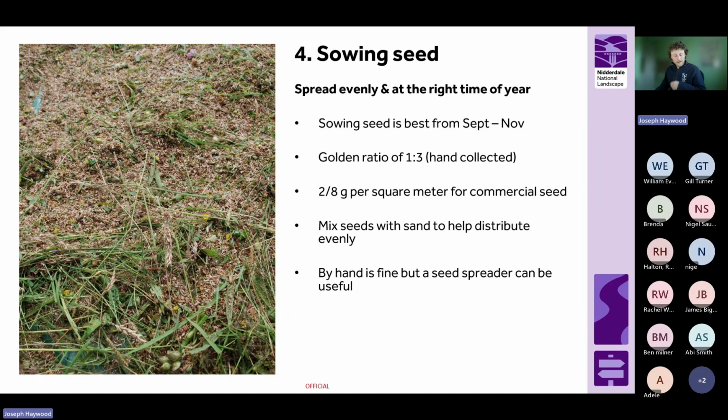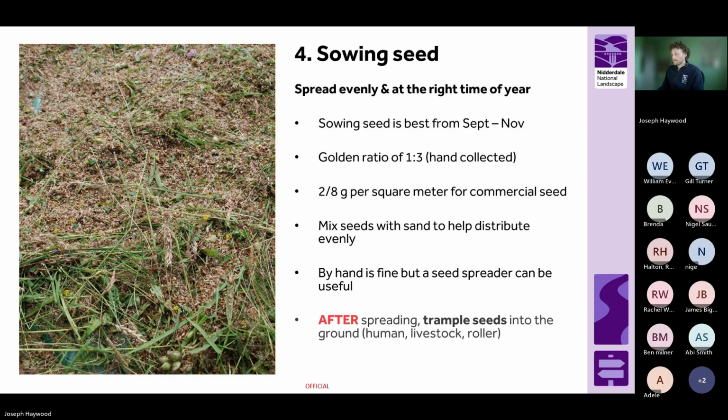Doing it by hand is completely fine, but seed spreaders are really useful if you're covering a medium-sized area. And as I mentioned earlier, after spreading, it's really important to trample those seeds. You can do that with humans, livestock, or rollers.